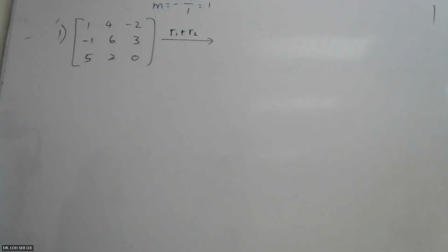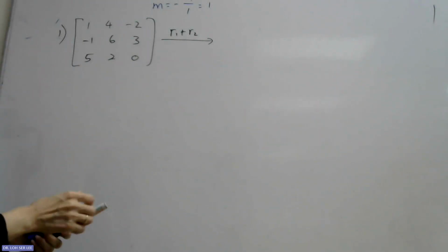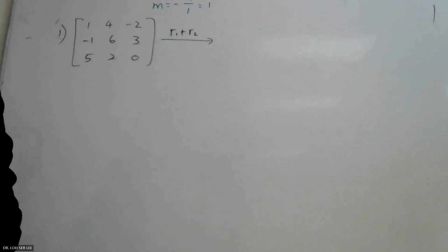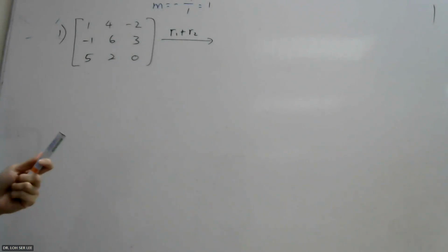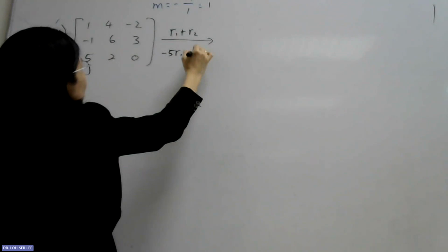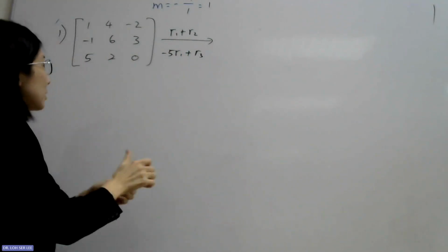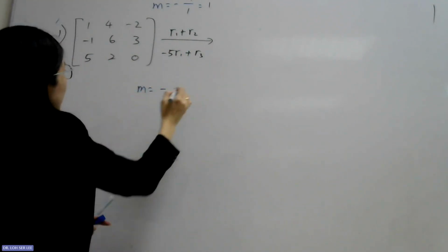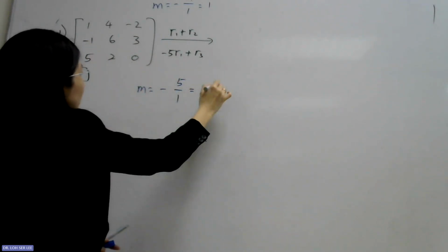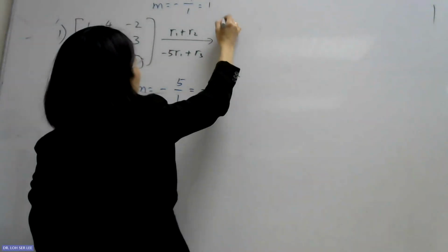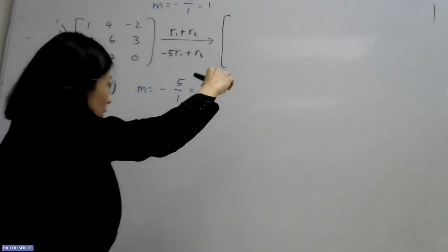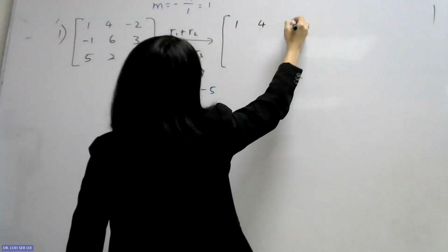And what is the second operation? -5 R1 plus R3. Yes. Because your M is a negative fraction, the pivot is 1, and the value to change into 0 is 5, so you get -5. So no changes on row 1. The pivot row will not change. So we just copy the whole row 1: 1, 4, -2.